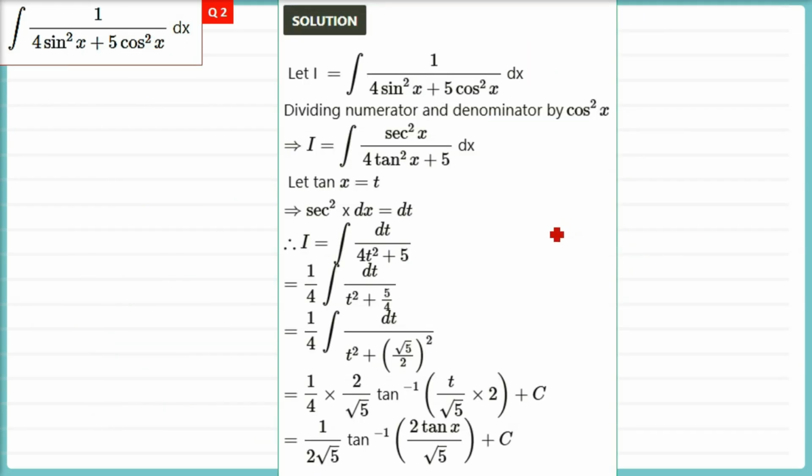Now how are you going to do this? All this has to be written, because knowing a question is something different and showing that you know it is different. That's how you get the marks.